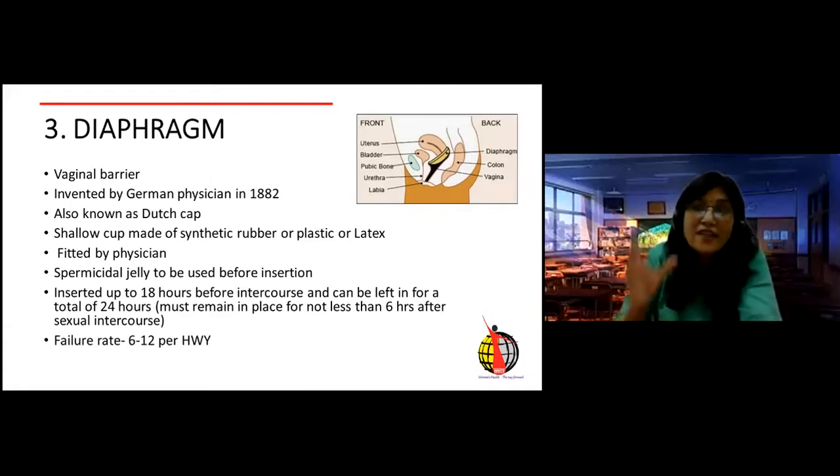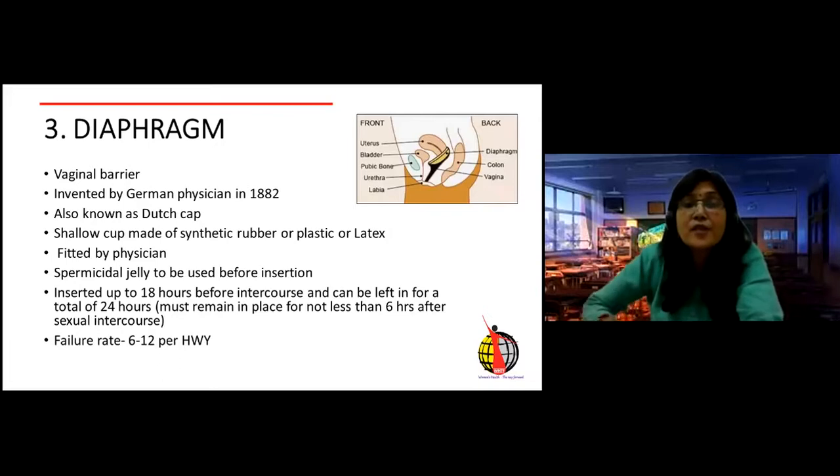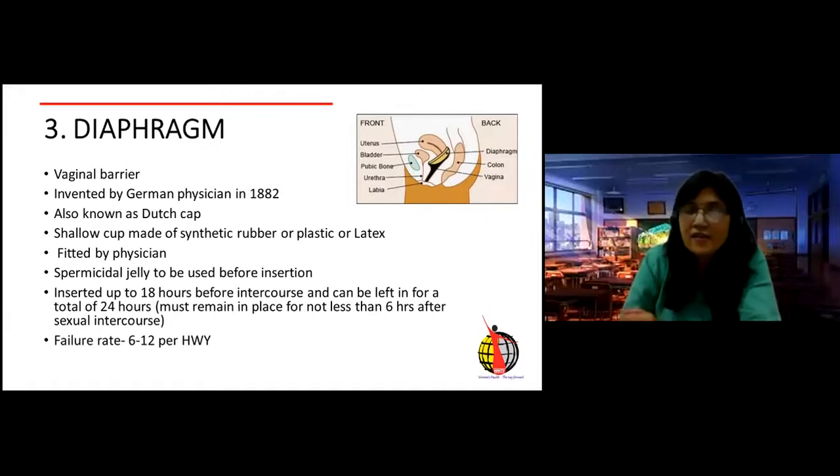But once the fitting is very well done, she can use the same diaphragm again and again by washing it and storing it well. It can be inserted quite a few hours, up to 18 hours, prior to the intercourse, and it has to be left inside the vagina. Not less than 6 hours, it should be kept inside, and the failure rate is around 6 to 12 HWI. HWI is per 100 women years.